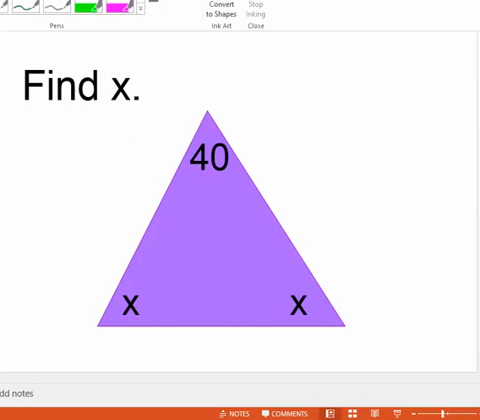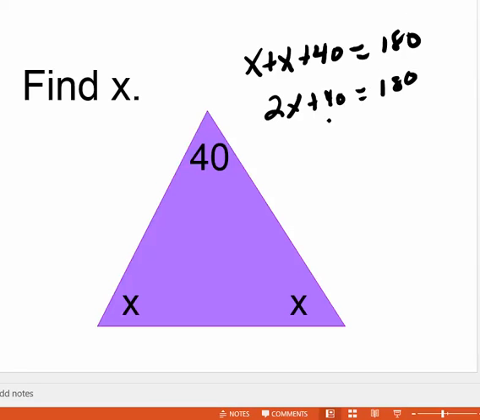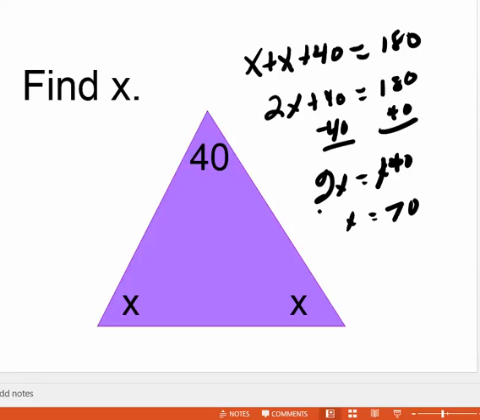Find x. We notice that both angles are the same, so this must be an isosceles. So we have x plus x plus 40 is 180. 2x plus 40 is equal to 180. Subtract 40. 2x is equal to 100. x is equal to 50.